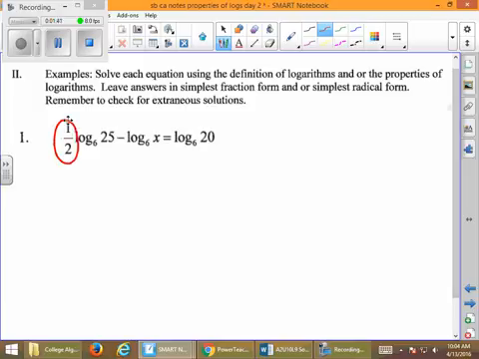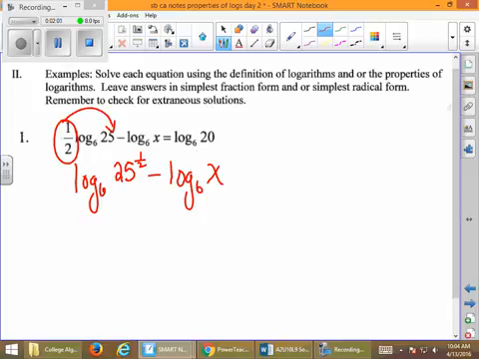Remember, when we have a coefficient of a logarithm, we're going to make that value an exponent. So if we rewrite this, it's going to be log base 6 of 25 to the 1/2 minus log base 6 of x equals log base 6 of 20. So I'm going to look at the property next, but you can figure out what 25 to the 1/2 power equals now. It's going to have to be done sometime.